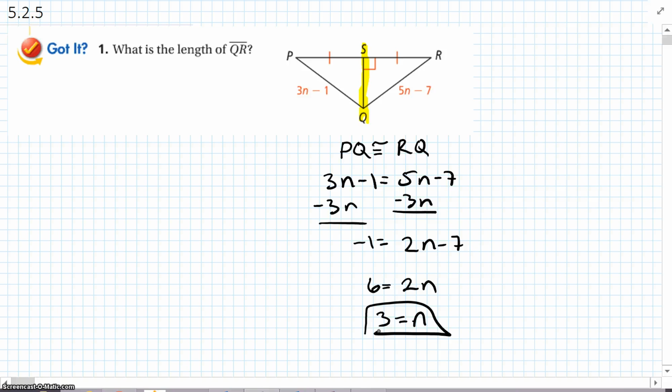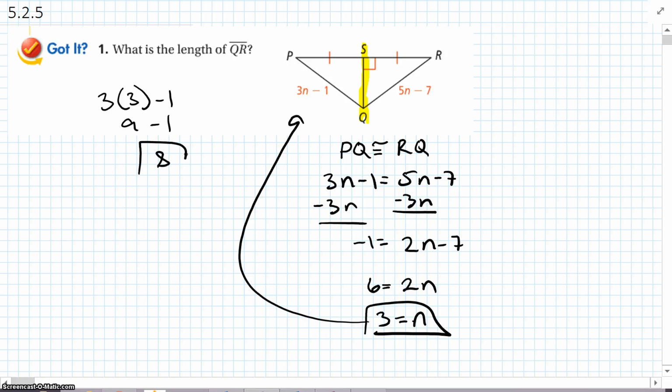But again, it didn't ask us for n. It asked us for QR. So plug that back in. So that's going to be 3 times 3 minus 1. So that's 9 minus 1. So that is going to be 8. So the length is 8.